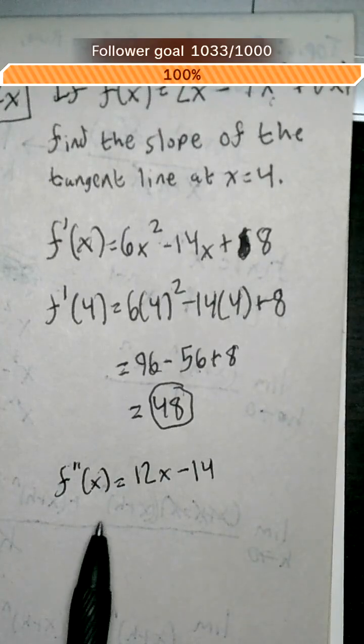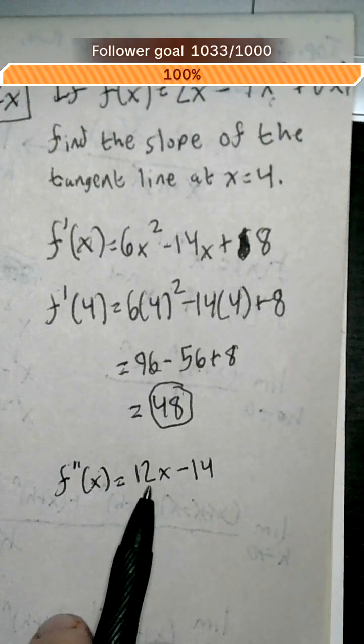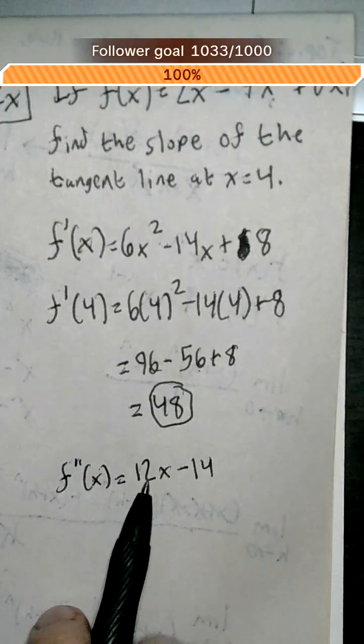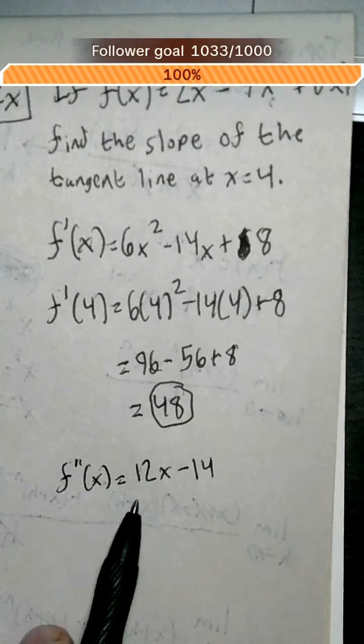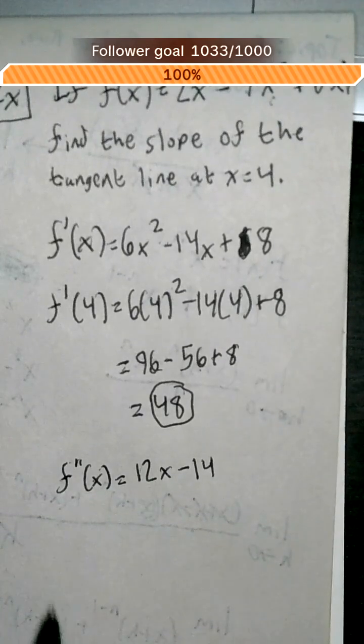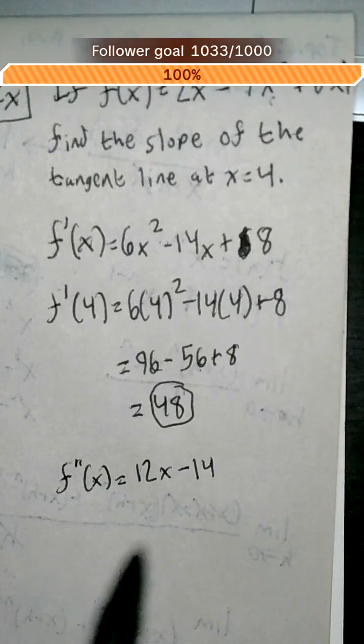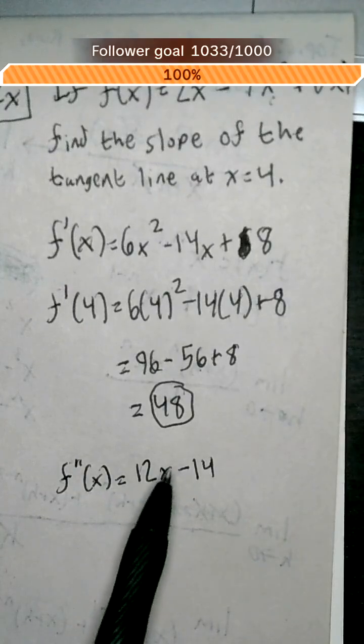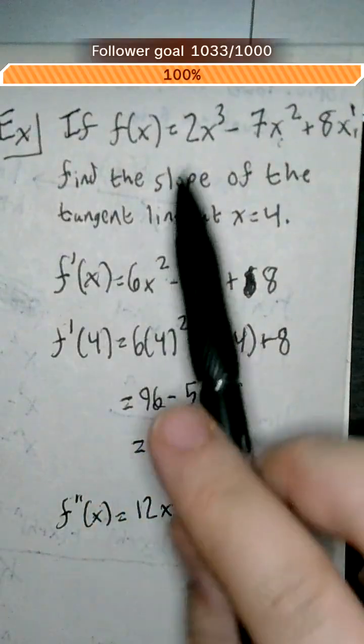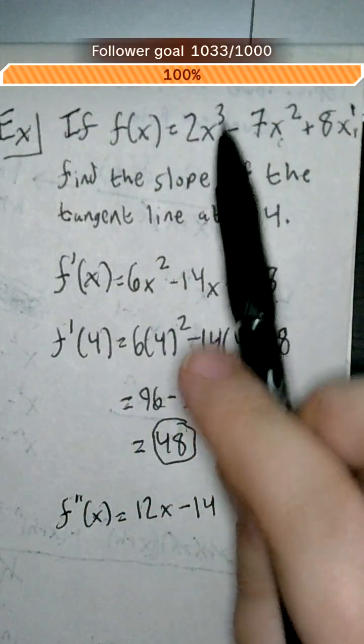Like, how many derivatives is it going to take to get to 0? Third derivative of that is 12. Fourth derivative is 0. So after the fourth derivative, just stop taking the derivative. Right, exactly. For power rule, you can take as many derivatives as the highest exponent plus 1.